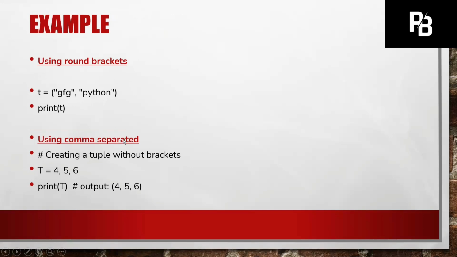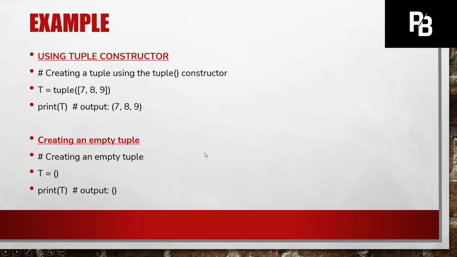Using comma separated. What is the meaning of comma separated? Or you can say without brackets. This is also comma separated, this is also comma separated, but in this the bracket is not there. So if you are not using brackets, then also it is a tuple. Some students get confused, ma'am, what is the data type of this t? This is also a tuple, students, because here I'm not using brackets. So please don't get confused in this.